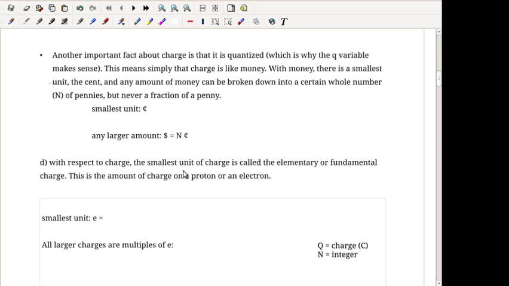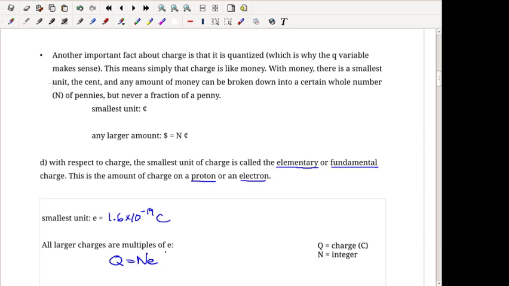With respect to charge, the smallest unit of charge is called the elementary or fundamental charge. This is the amount of charge on a proton or an electron. The smallest unit of charge in terms of coulombs is 1.6 times 10 to the minus 19 coulombs. Any larger charges have to be multiples of e. So we can find the total charge on an object by figuring out how many protons or electrons are contributing to that charge.